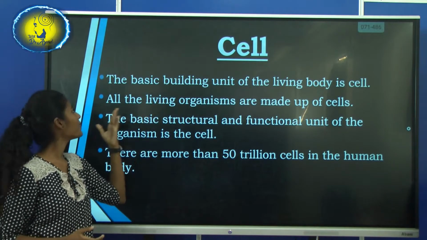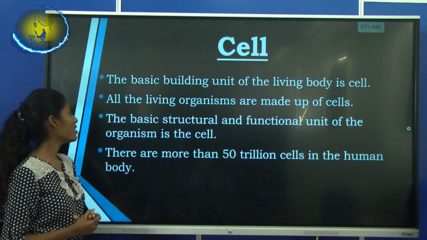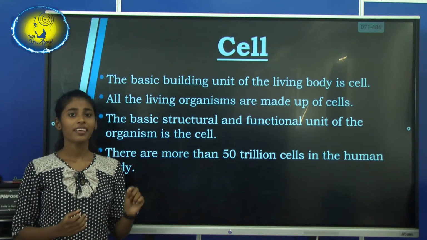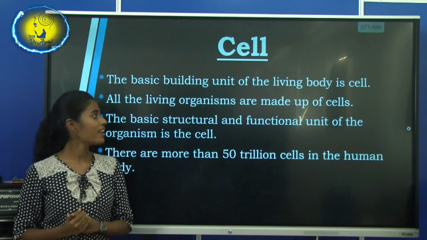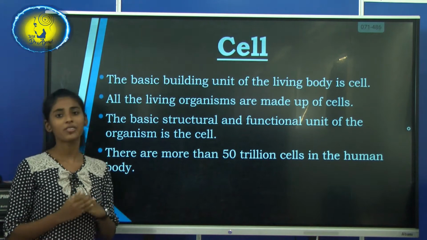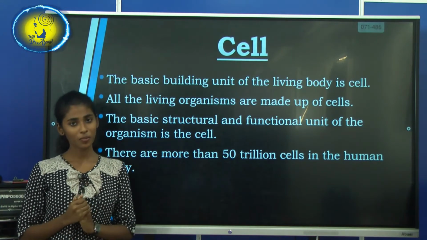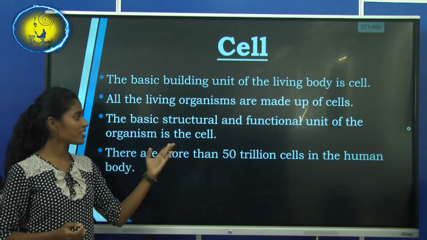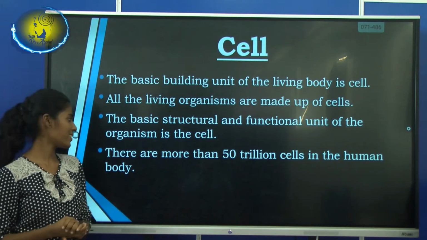Here is the cell. The basic building unit of the living body is the cell. All living organisms are made up of cells. That means the smallest unit of the human body and plant body is the cell. You cannot see the cell with your naked eye. You need a microscope to observe cells. The basic structural and functional unit of the organism is called the cell.